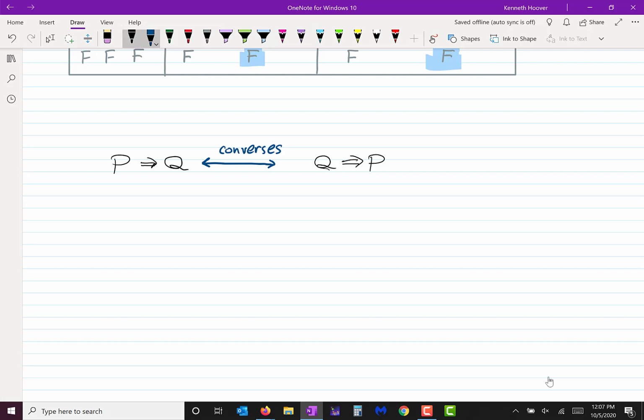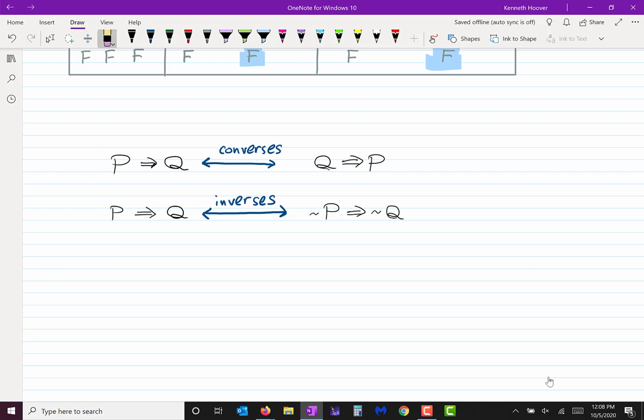Let's see. The inverse of an implication: if you have P implies Q, the inverse is not P implies not Q. Those are not logically equivalent to each other. Okay?